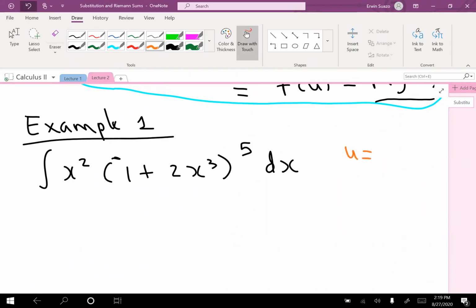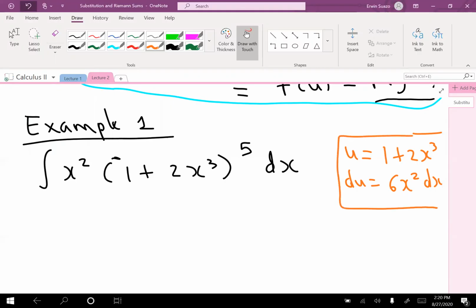What do you think is u? u is 2x to the third plus 1, right? 1 plus 2x cubed. So what is du? 6x squared dx.